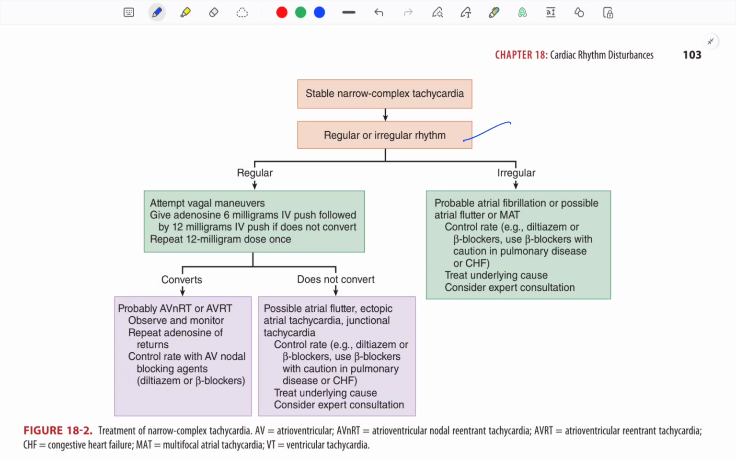So what we need to do? Control the rate with diltiazem or beta blocker. Use beta blocker with caution in pulmonary disease, CHF, or asthma. Treat the underlying cause. Consider expert consultation.